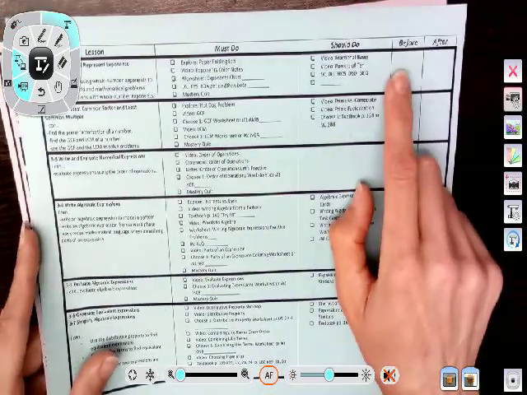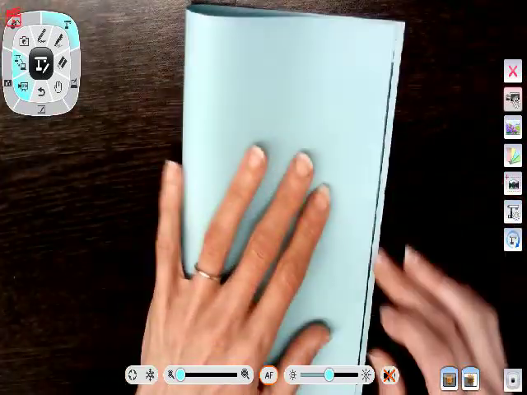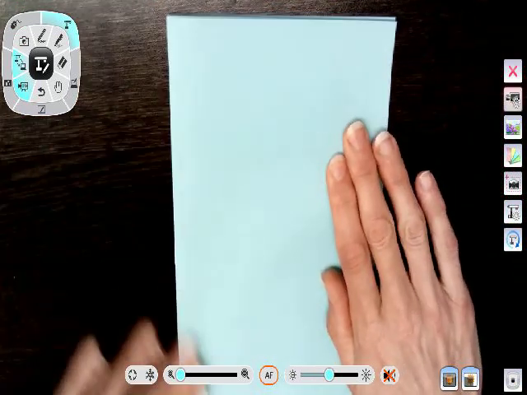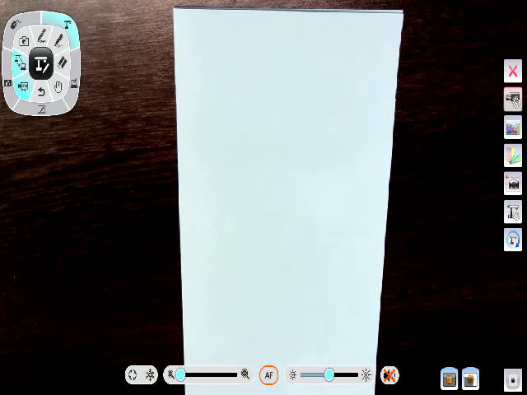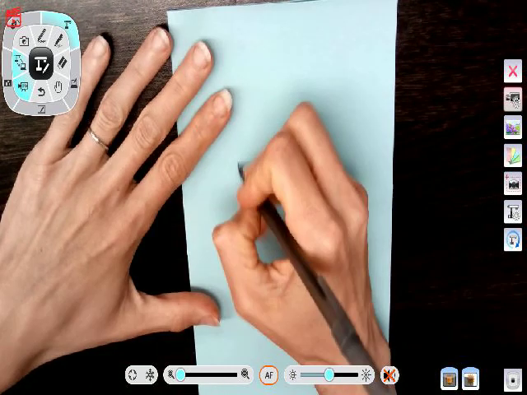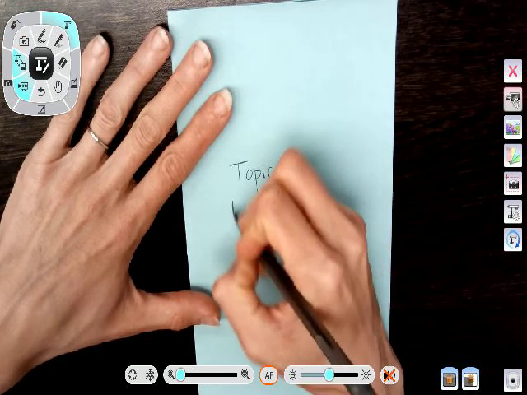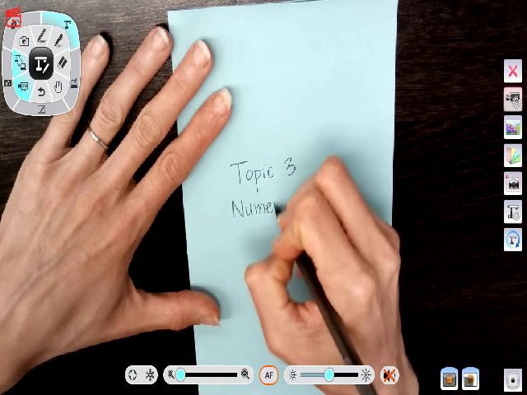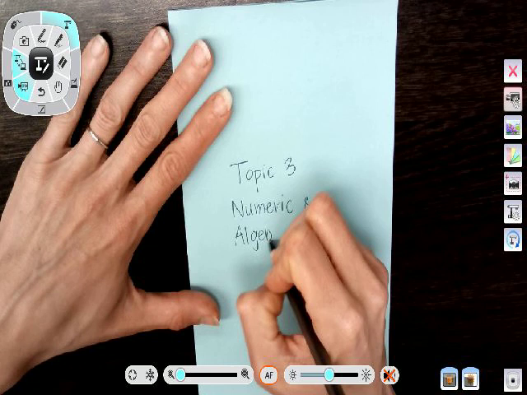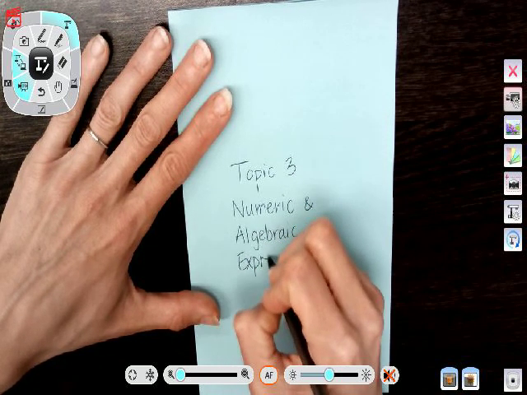What I'd like you to do right now is take your new topic 3 blue sheet, fold it in half like a book, and let's write on the front, let me get my pen. Let's write on the front, topic 3, numeric and algebraic expressions.